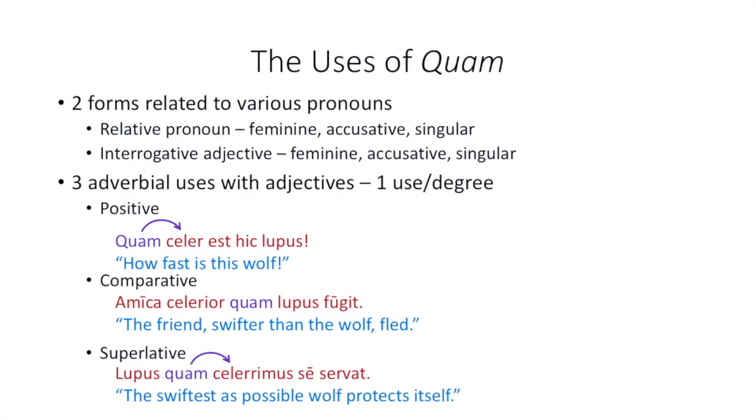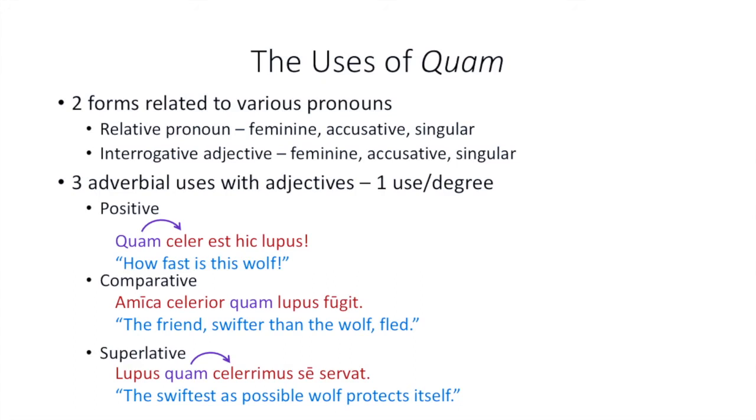So if we look at all 5 uses of the word quam together, there's 2 that are related to pronouns, the relative pronoun and interrogative adjective. So here you need to think about, is it functioning in a relative clause? Do we have multiple verbs? Or is it asking a question? Is there a question mark?